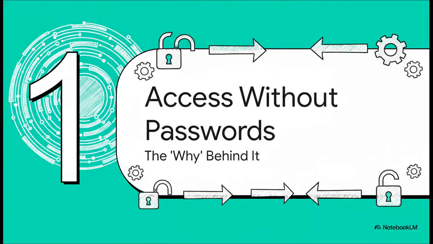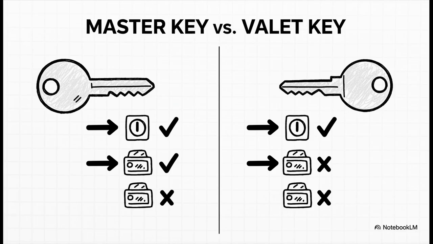All right, Section 1, access without passwords. This is all about the why, the whole reason this stuff even exists. And the solution really is OAuth 2.0. But honestly, the best way to wrap your head around it is this. It's like a secure valet key. Think about it. When you give a valet your key, they can't just go joyriding or rifle through your glove compartment. Nope. That key can only start the car and maybe unlock the doors. It has super specific, limited permissions. And that is exactly what we're aiming for with our apps.